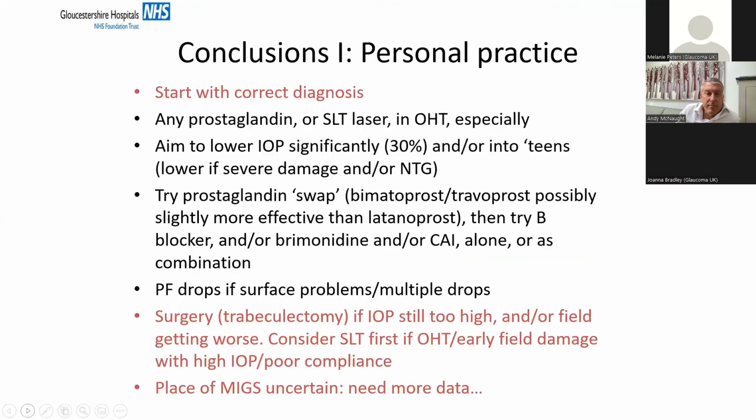Next one, thanks. So conclusions, what do I do? I start with a prostaglandin or a laser in ocular hypertension, and try to lower the pressure by about 30%. If that doesn't work, I'll try using one of the other prostaglandins. They're sometimes more effective. Add a beta blocker if they're allowed, if the patient's well enough to have a beta blocker, or one of the other drops.